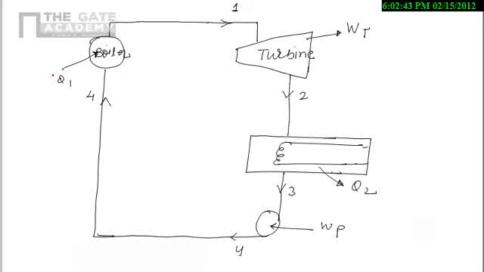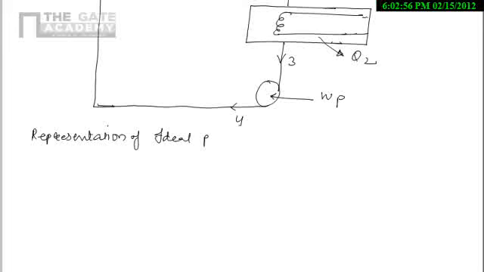So now I will plot all these curves on a TS diagram. That is the representation of the ideal Rankine cycle on the TS diagram.